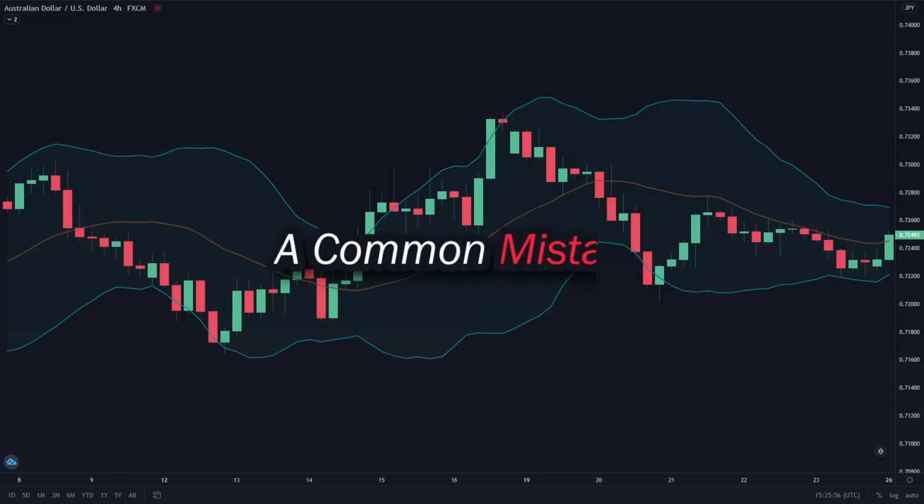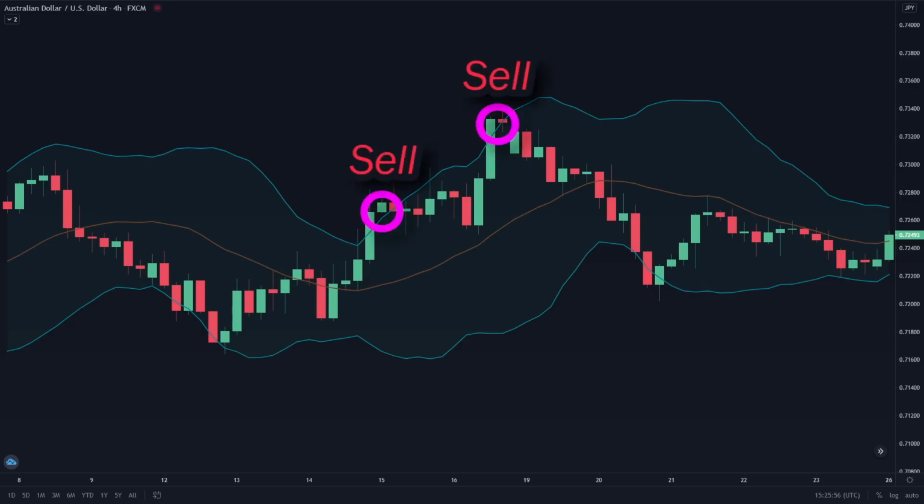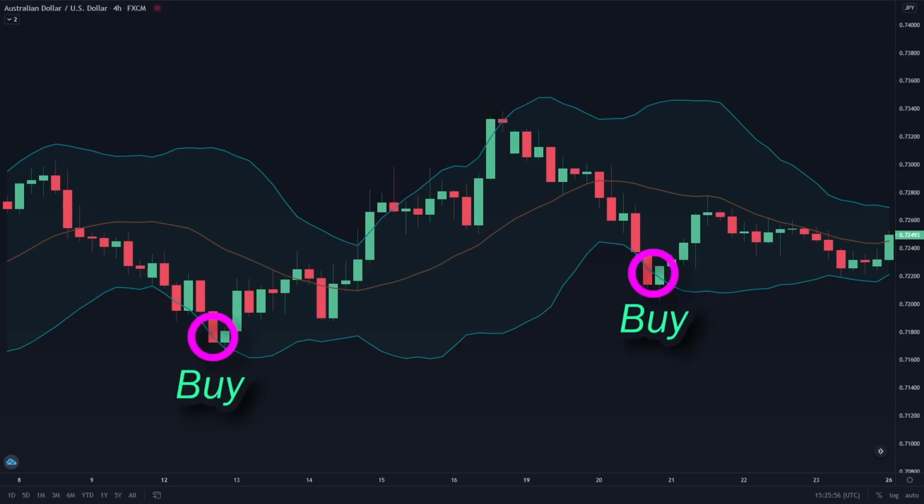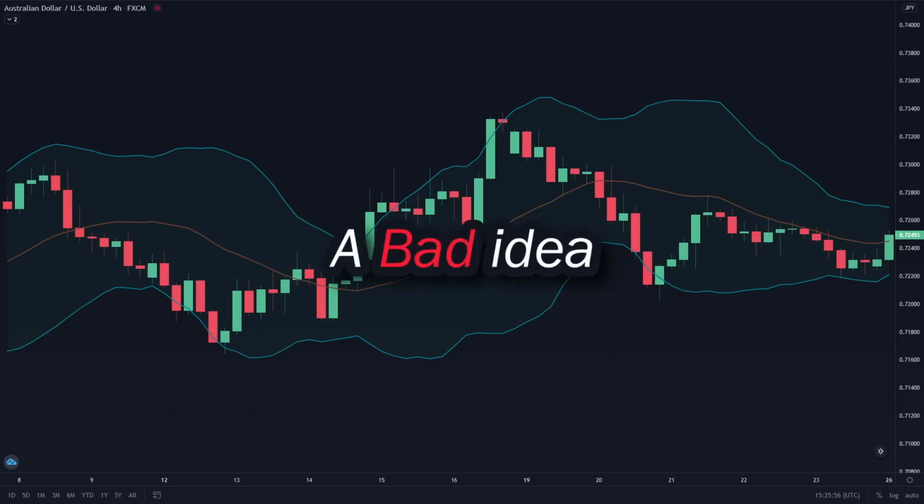So a common mistake that I see traders make is that they use the Bollinger Bands as an overbought or oversold indicator. They sell when the price hits the upper band and buy when the price hits the lower band. Now let me explain why it's a bad idea to use this strategy.